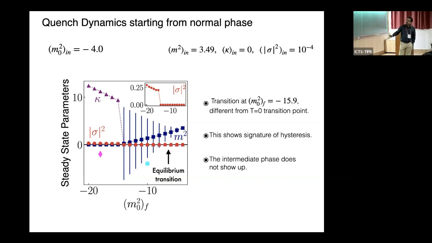And if you look at the inset, because everything is plotted on the same scale, you will see that there's a particular point where it actually jumps and starts becoming finite. The same point, kappa also starts becoming finite. Kappa has been 0 here and then jumps.